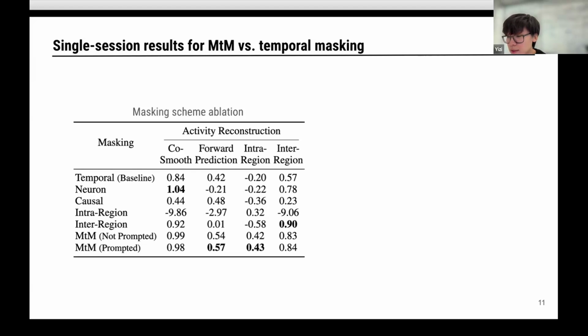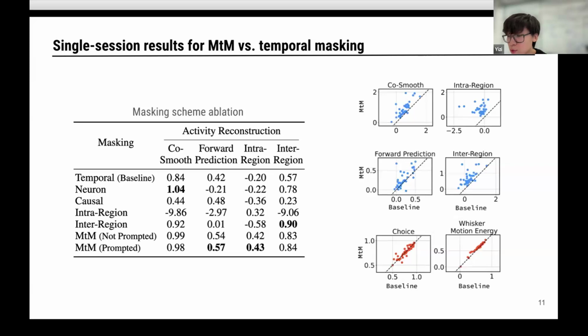So we can see that each masking scheme improves its corresponding downstream task over the temporal masking baseline. And this shows that each masking scheme can teach the model about a different aspect of the neural population. In the scatter plots, we compare MTM to the temporal masking baseline across all 39 animals. And we see that MTM outperformed the baseline in all neural activity reconstruction tests. And this tells us that training with diverse masking schemes can lead to a more structured understanding of neural activity.